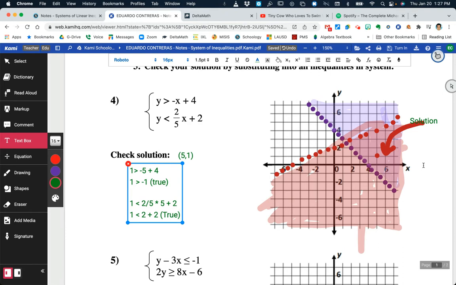All right. So if you've graphed this correctly, any point within that double shaded region, which we're calling the solution, would be the only points that would be true for both inequalities. That's the whole purpose of the solution. It has to be true everywhere. And that's the only region where that happens. Okay? Any questions, guys?